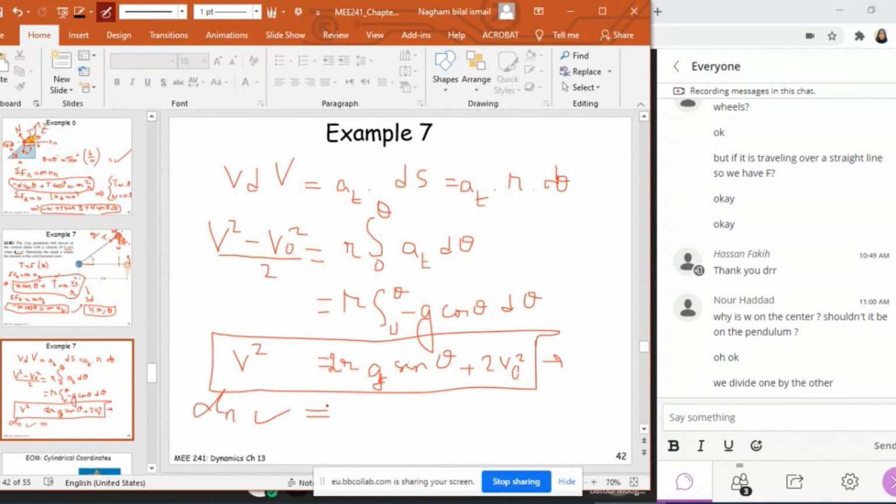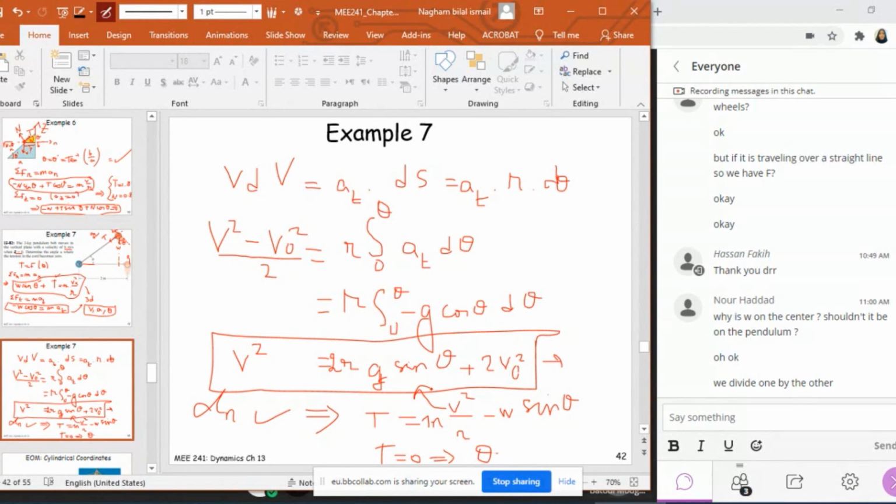Whenever I know a_n, I can find the tension. Don't forget that the tension, from the second equation, is equal to m v squared over r minus W sine theta. So now that I know what v squared is, you can replace it here. Then you can find T in terms of theta. Then you can say T is equal to 0, and then you can find theta. So I have to substitute this v squared by this equation, and I can find the equation of tension in terms of theta.